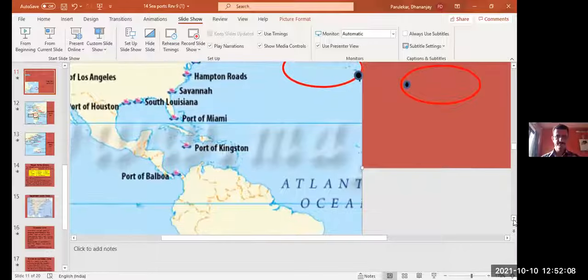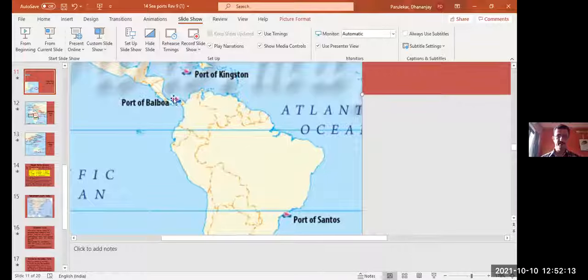Can you see the small port over here? Balboa. How do you pronounce that? Balboa. So this is one side of the Panama Canal. I want to know from you, which is the port on the other side of the Panama Canal? Cristobal. Who said Cristobal? Mahesh, very good. Balboa and Cristobal. A big follow-up question: is Cristobal on the Atlantic side or the Pacific side?